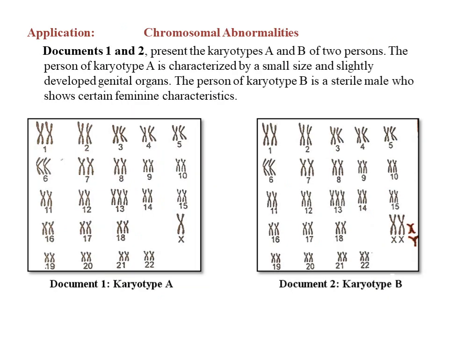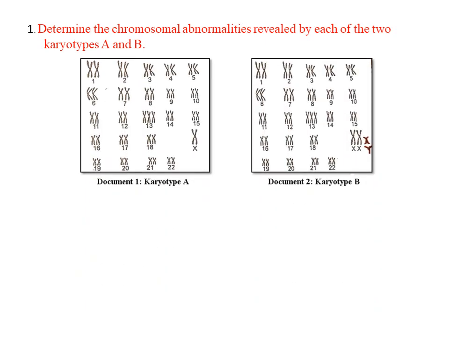Application: chromosomal abnormalities. Documents 1 and 2 present the karyotypes A and B of two persons. The person of karyotype A is characterized by a small size and slightly developed genital organs. The person of karyotype B is a sterile male who shows certain feminine characteristics. Determine the chromosomal abnormalities revealed by each of the two karyotypes A and B.